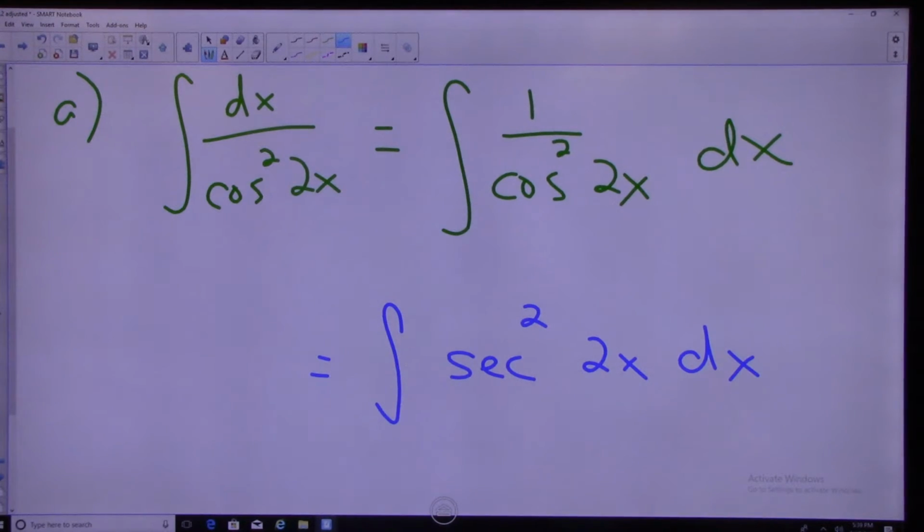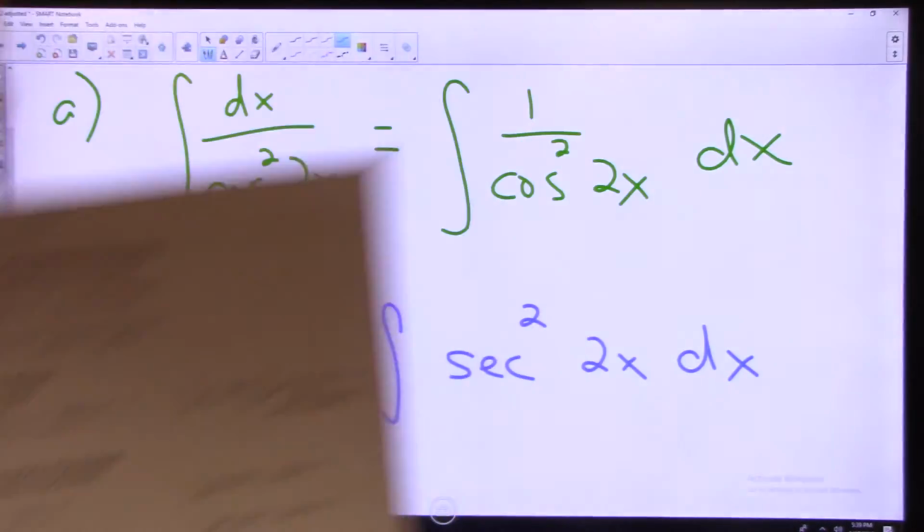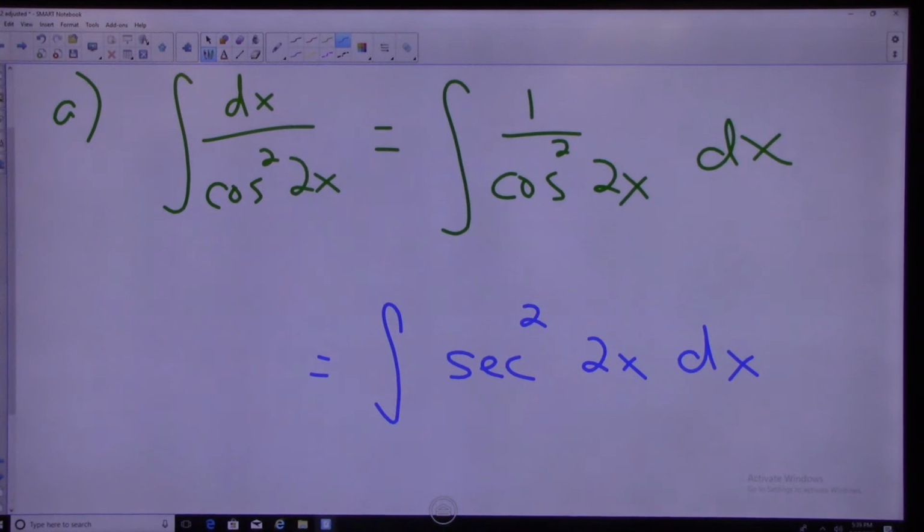Now, the reason I did that, guys, is because if you look at your formula page, I'm holding it up here, hopefully you can see it: secant squared of 2x dx. We know the formula. We know what that's going to give us, the integral of it. The integral of that is tangent. But before I do anything, I'm not going to apply that yet. I have to use substitution.